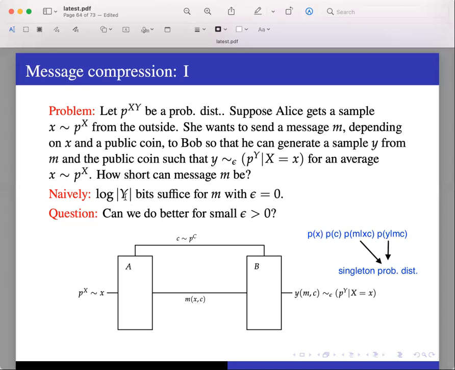So I want to compress from the naive strategy by doing this. But I have to pay a price. The price will be the public coin. Okay, and there'll be a small error probability.